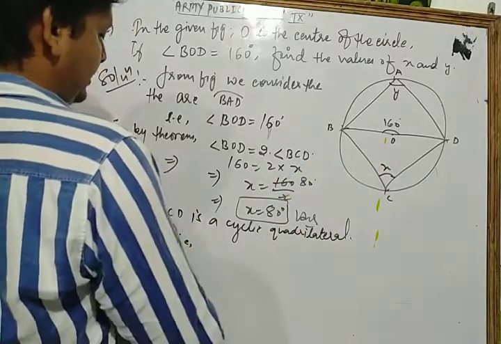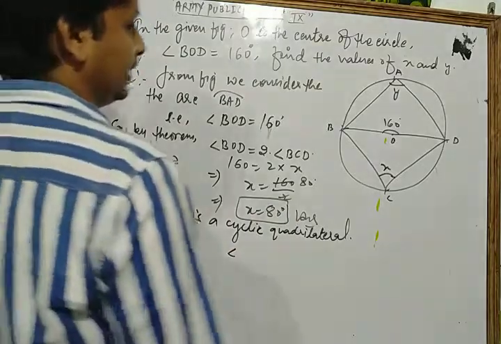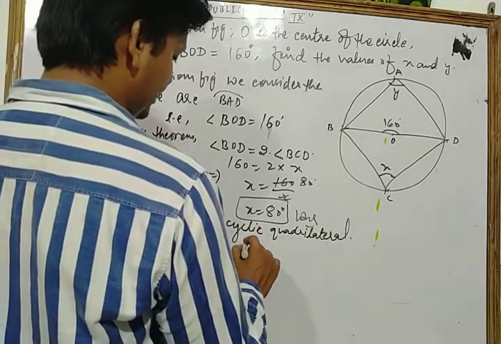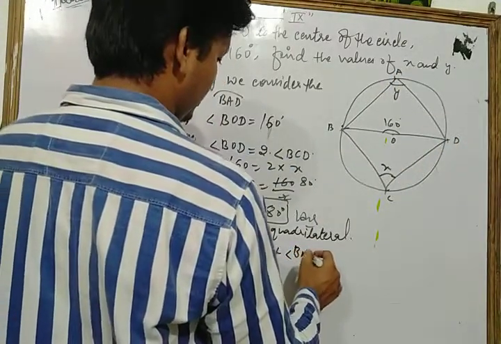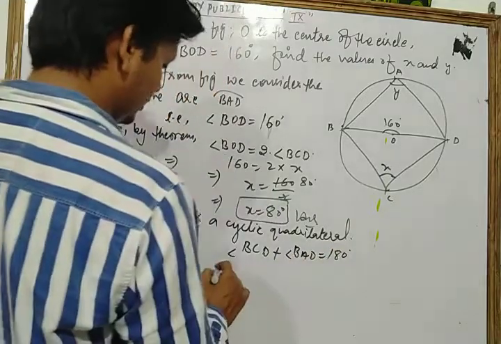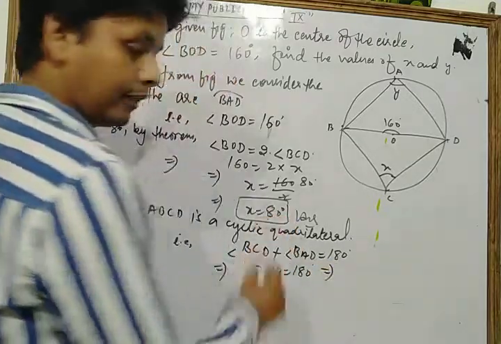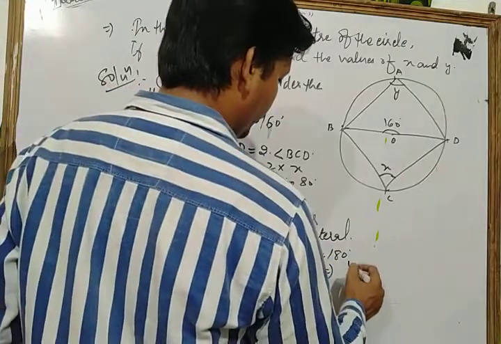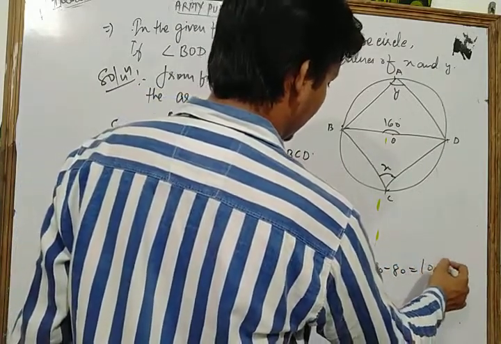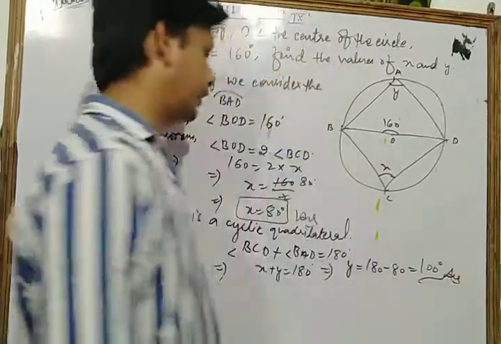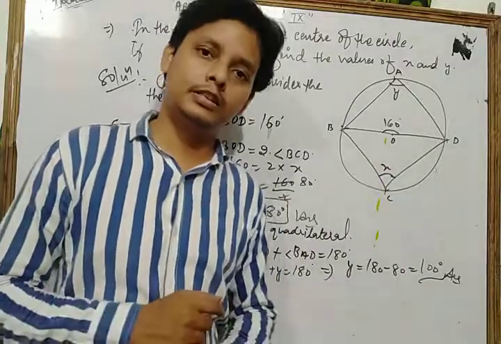Since ABCD is a cyclic quadrilateral, angle BCD plus angle BAD is equal to 180. That is x plus y is equal to 180. We put the value of x as 80, so we have y is equal to 180 minus 80, that is 100 degrees. This is another answer. So the value of x is 80 degrees and the value of y is 100 degrees.